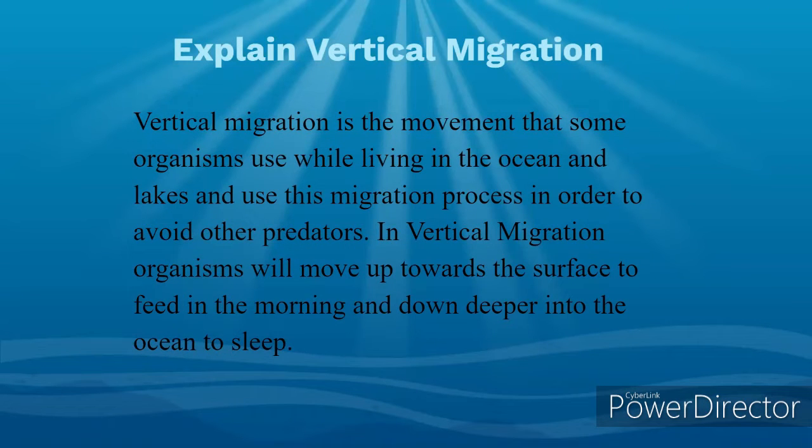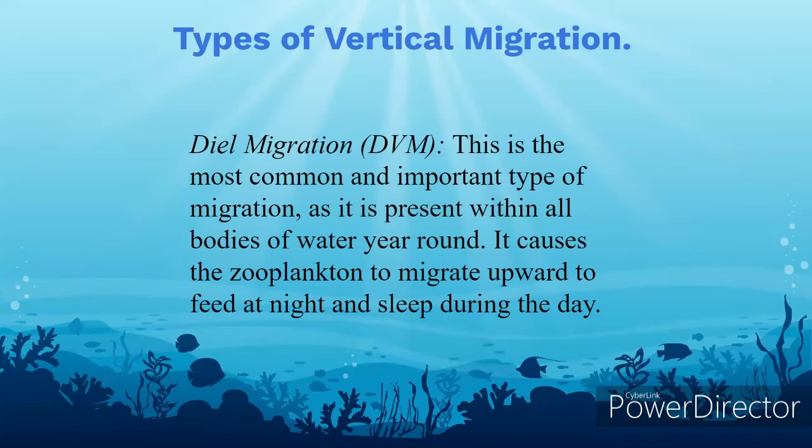Vertical migration is the movement that some organisms use to avoid predation. For example, some animals feed in the morning and some go to sleep at night. Diel migration is one of the most common and important types of migration, as it is present in all bodies of water. It causes zooplankton to migrate upward to feed at night and sleep during the day.